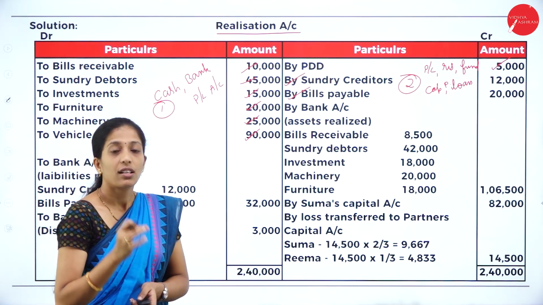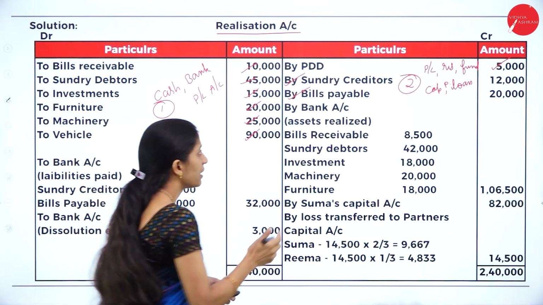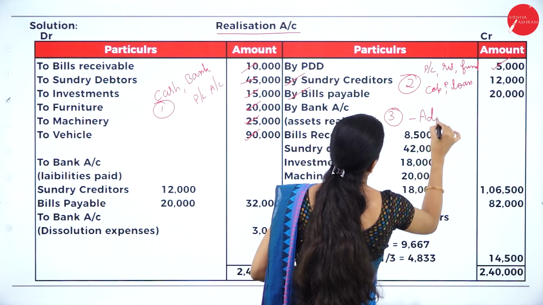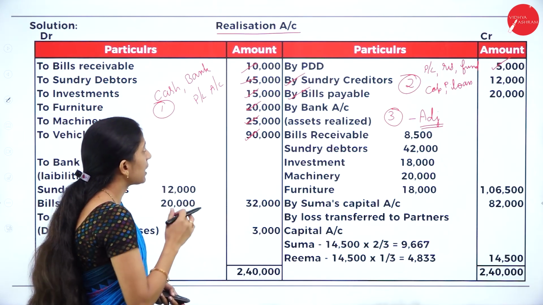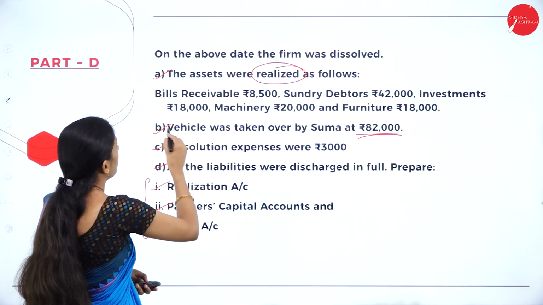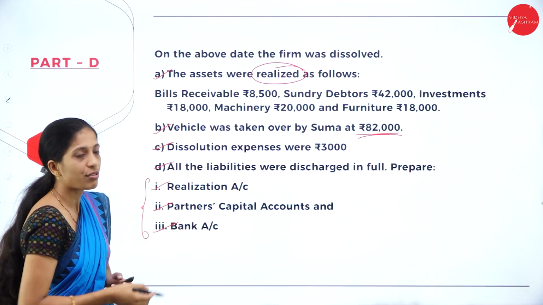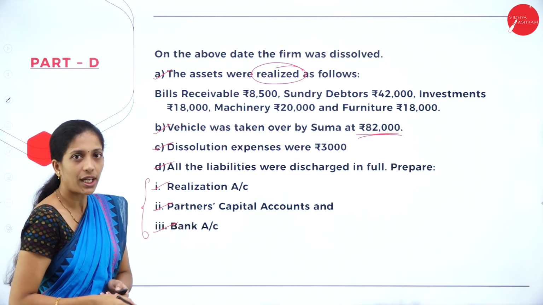Third step is what? We have to record entry for assets realized. Okay, so third step. For this, the information will be in the adjustment. So directly they'll give which are the assets realized. So they have given bills receivable at 8,500, sundry debtors 42,000, investment 18,000, machinery 20 and furniture 18.